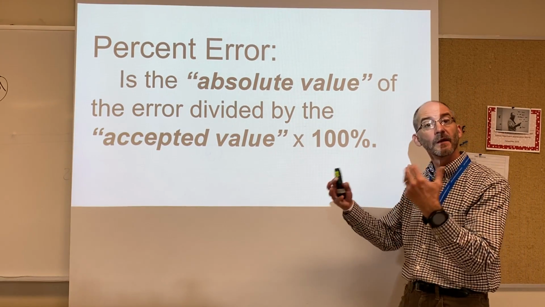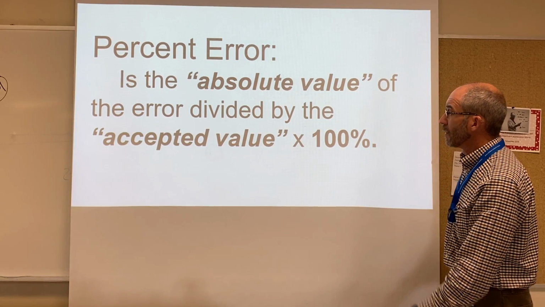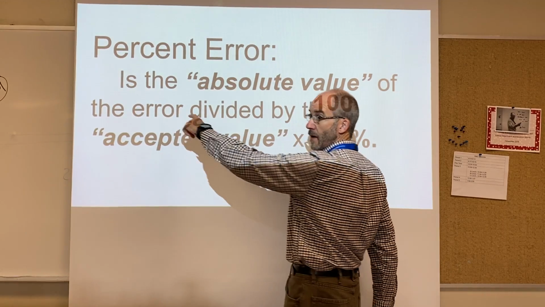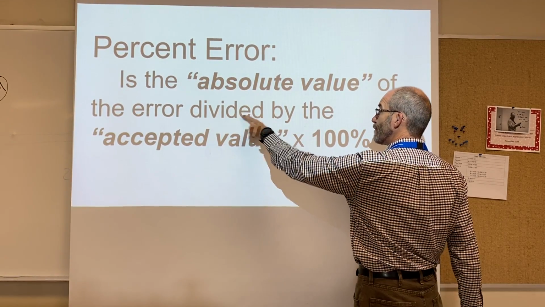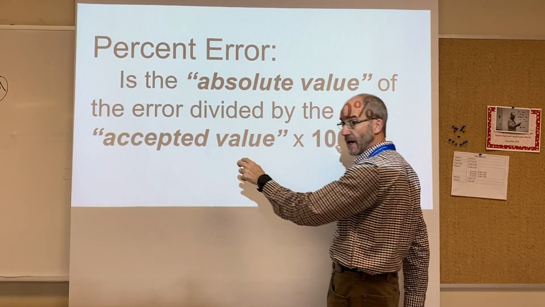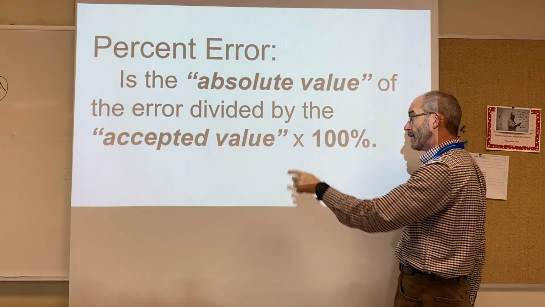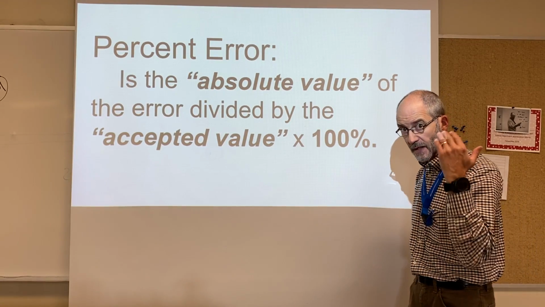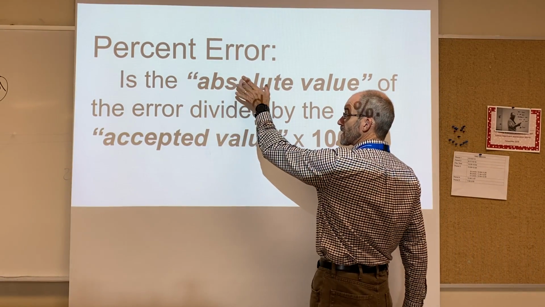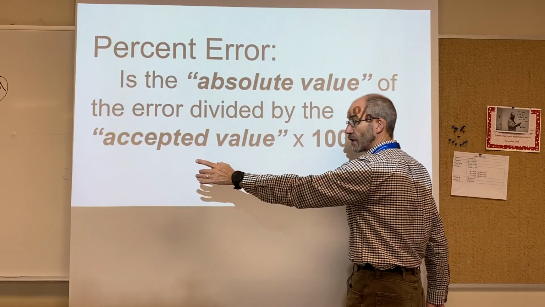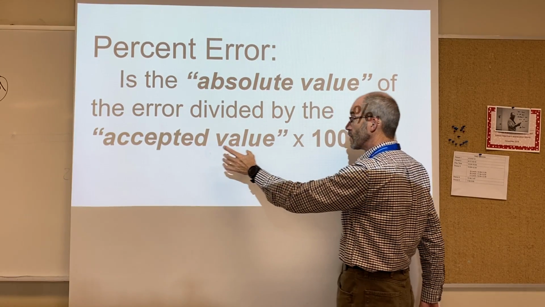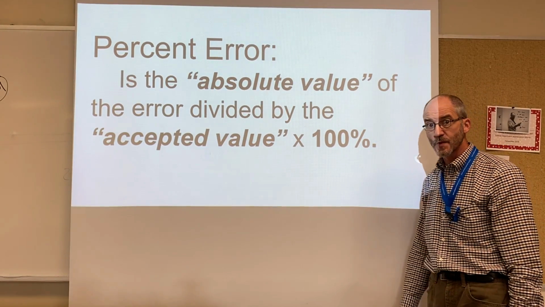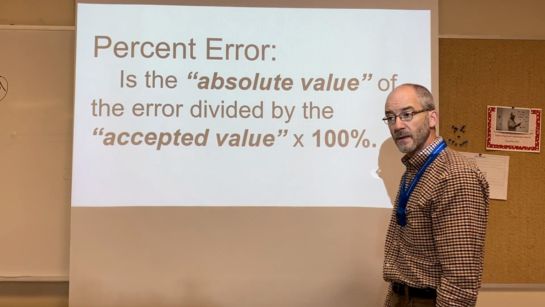Now, how do you calculate percent error? Well, you take the absolute value of the error, that subtraction, and you divide it by the accepted value, and then you multiply that by 100. Now, do not make that overcomplicated. Think about what I just said. You're going to take the absolute value of the error, you're going to divide it by the accepted value, and you're going to multiply by 100. In other words, I want to know how close I was to being right, okay?